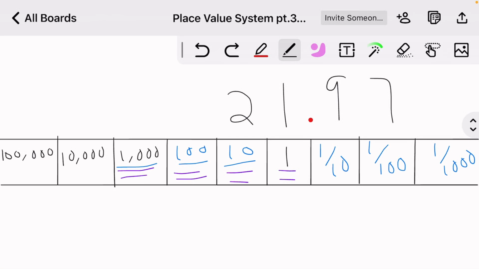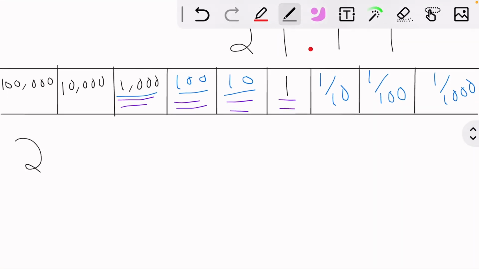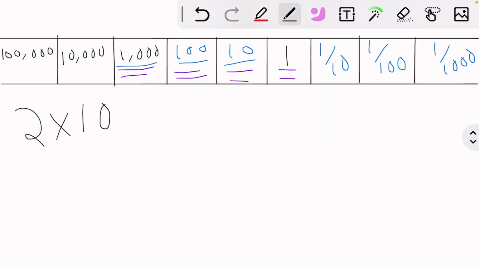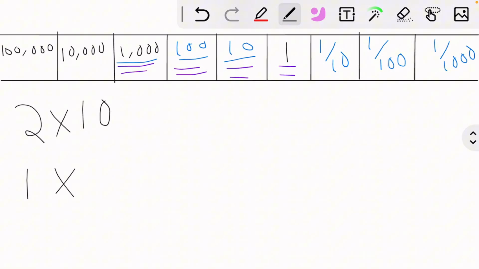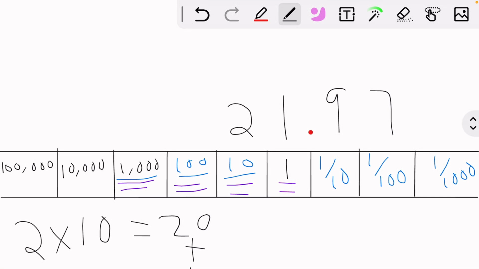So we got 2 groups of 10, so that's going to be 2 times 10. And what else we got? We got 1 group of 1, so that's 1 times 1. So that's going to be 20 plus 1. That's easy.